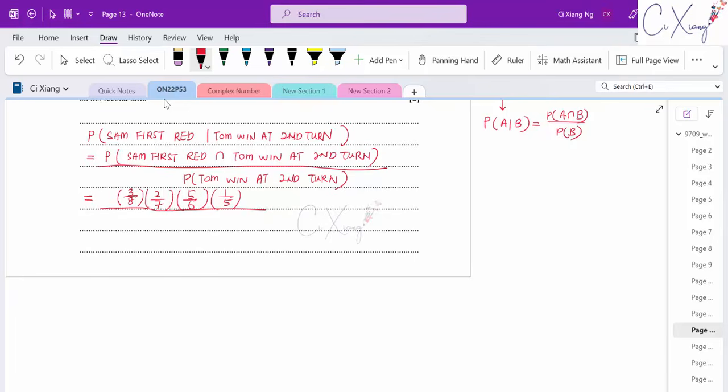After that, we want to find the probability that Tom wins at the second turn. You can see that we already got the answer for this in part B. The answer from part B is 3 over 28. So you just put in the value here as the denominator and simplify it by using a calculator. You should have 1 over 6 as your answer.